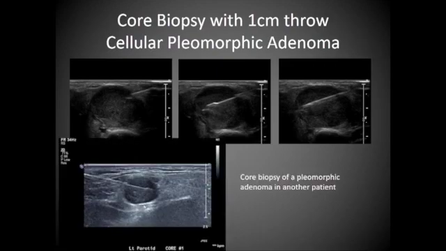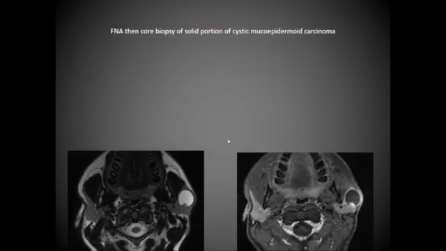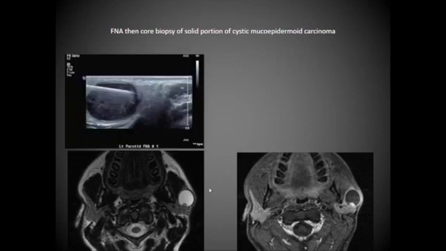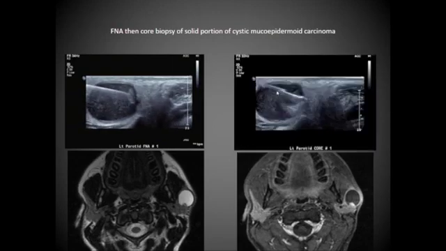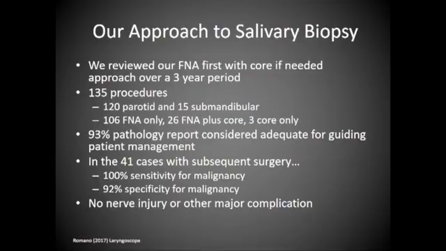And here's a movie of doing it. You can see getting in the lesion, deploying, it's good, so go ahead and cut. These were both pleomorphic adenomas. If it's a mixed cystic solid, just like in the thyroid, you have to target the solid component. I did an FNA first, and the cytopathologist said, you got a few atypical cells, this is not going to be diagnostic, so I took a core biopsy of it, which diagnosed a mucoepidermoid carcinoma.